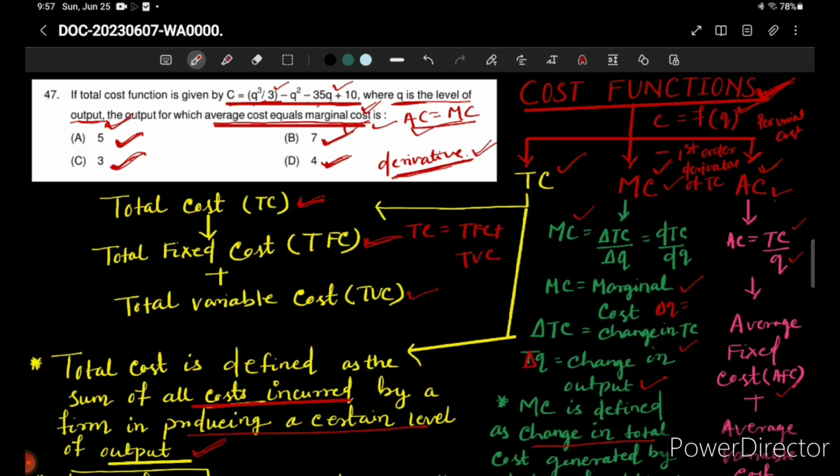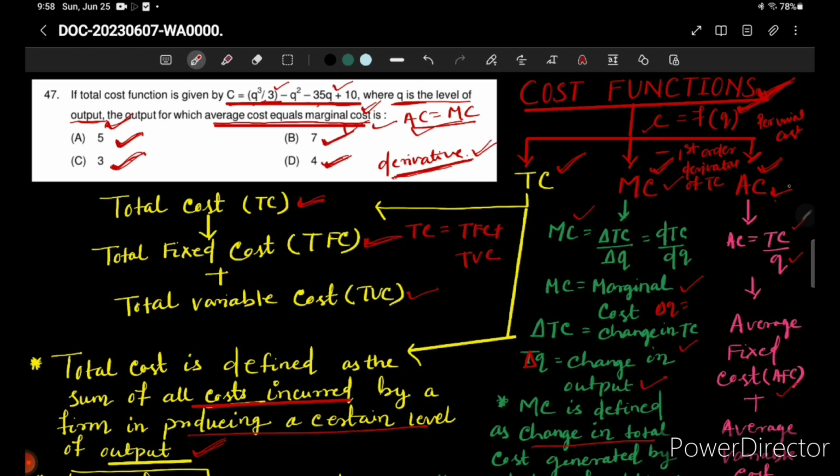Being students of economics, we are all familiar with the cost functions, and we all know that cost is a function of output. So I have written like this, that C is a function of Q. That means C equals cost, that is a function of output. And coming to different types of cost, we have basically three types of cost: total cost denoted by TC, marginal cost MC, and average cost denoted by AC.